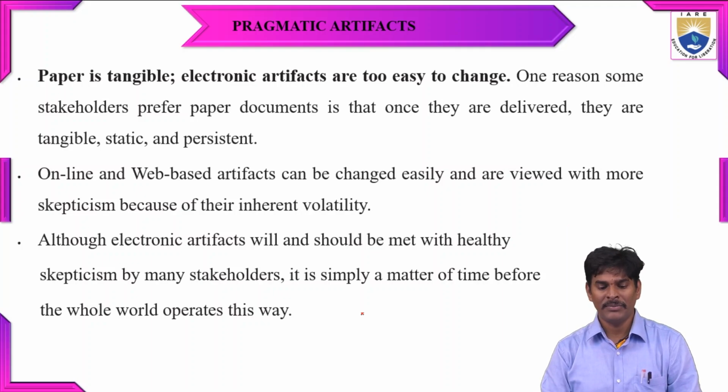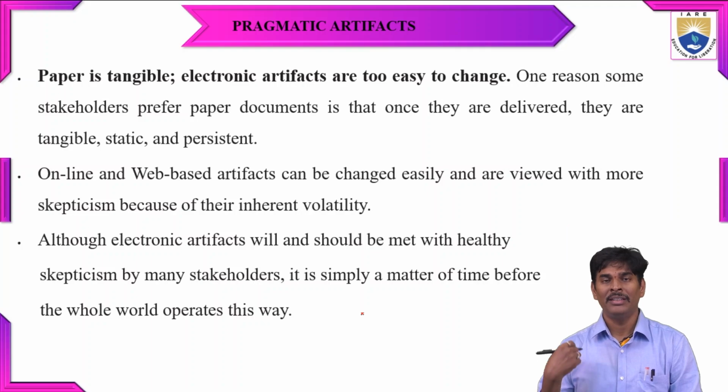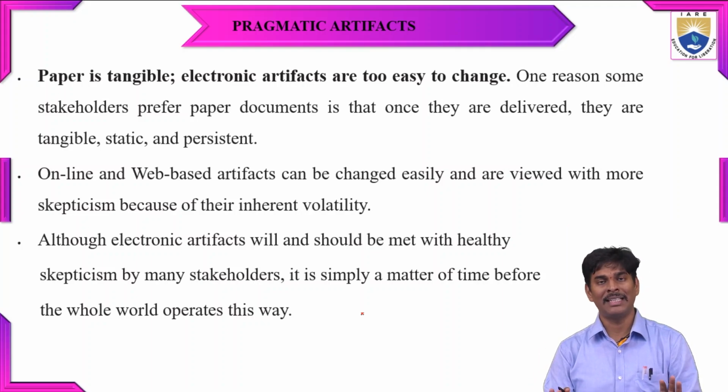Some stakeholders prefer paper documents because once they are delivered, they are tangible, static, and persistent. Once we transmit the information, it is tangible and static, and we cannot change things. Whereas with electronic online documents, we can change the content whenever we require. So that's why stakeholders sometimes prefer paper documentation compared to electronic documentation.